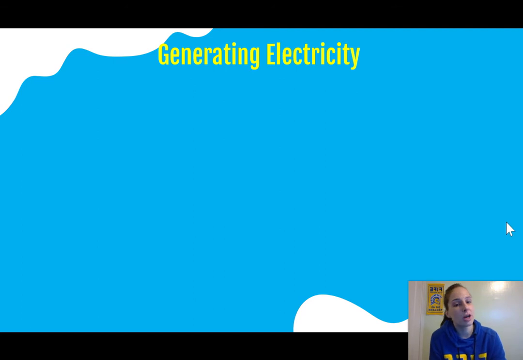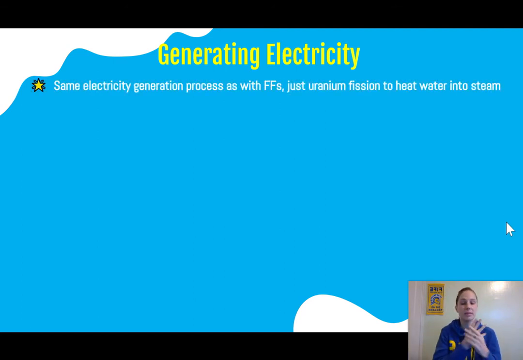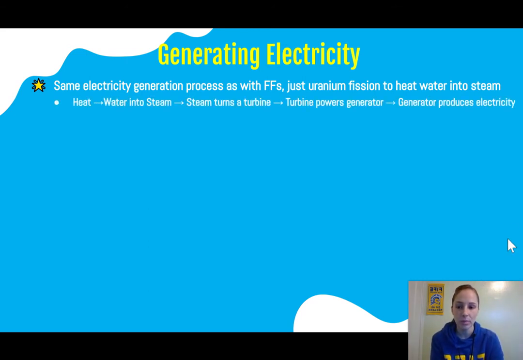So now, how do we generate electricity? As I said, it's basically the same process as with fossil fuels. We're just using uranium fission to heat the water into steam. We've got the heat from this really powerful energy-releasing reaction. That heat turns water into steam. That steam turns a turbine. That turbine powers a generator, and the generator produces electricity that can go out into the power grid.